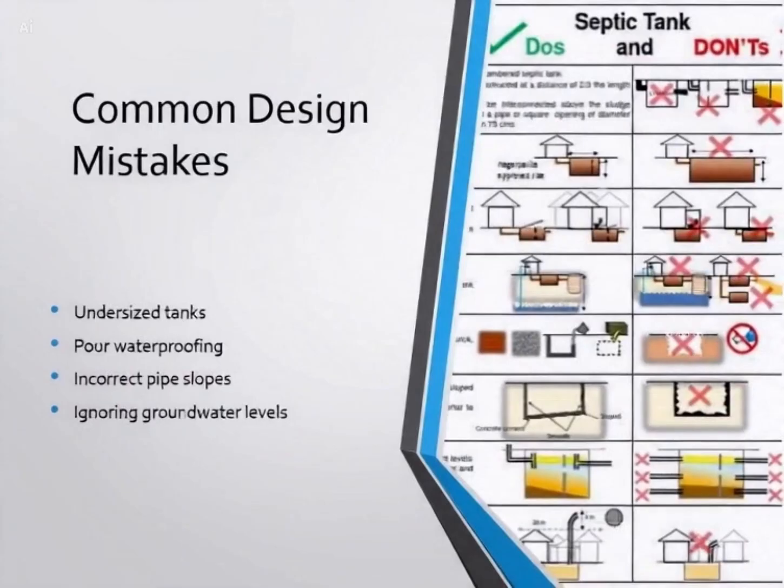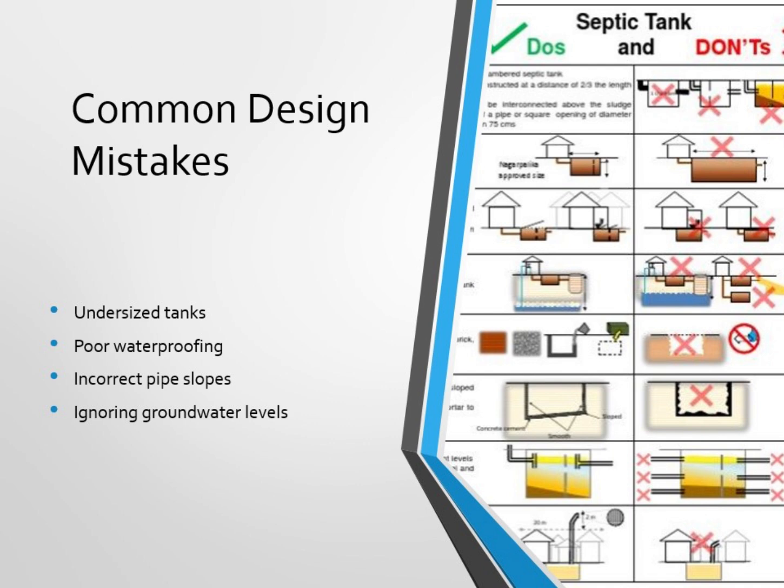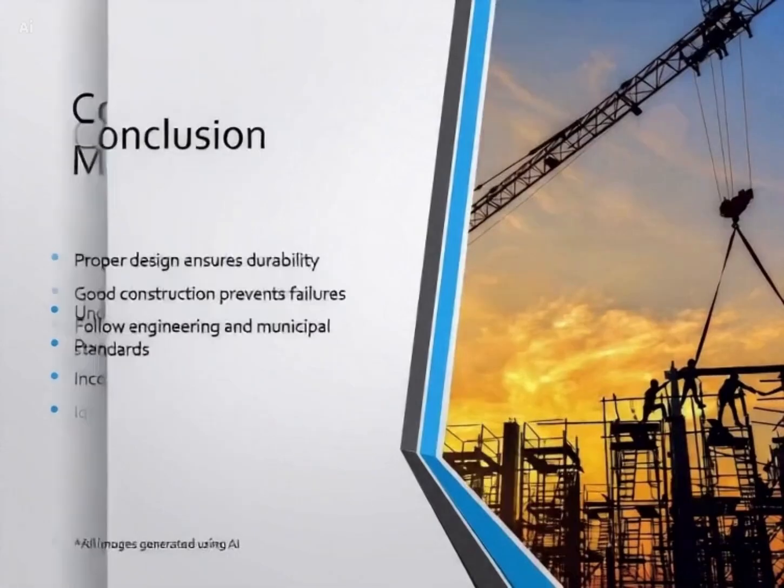Common design mistakes. Common septic tank design mistakes include undersized tanks, poor waterproofing, incorrect pipe slopes, inadequate ventilation, building too close to structures, and ignoring groundwater levels. These mistakes lead to expensive failures.